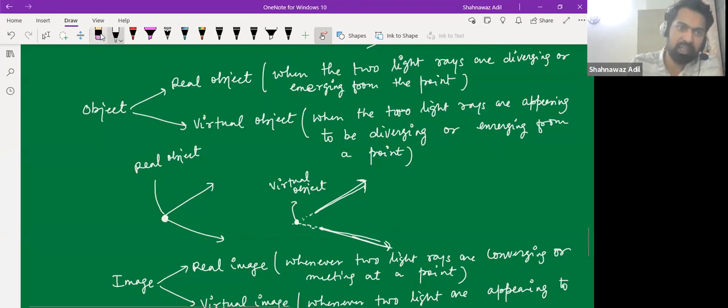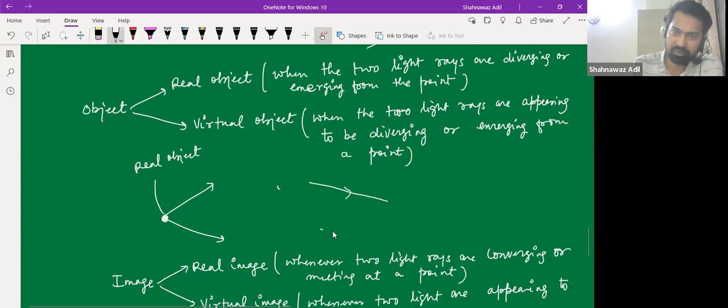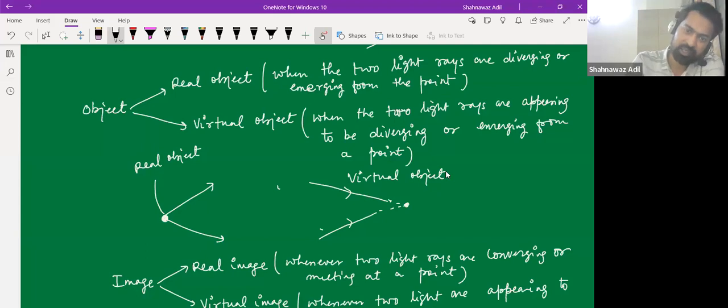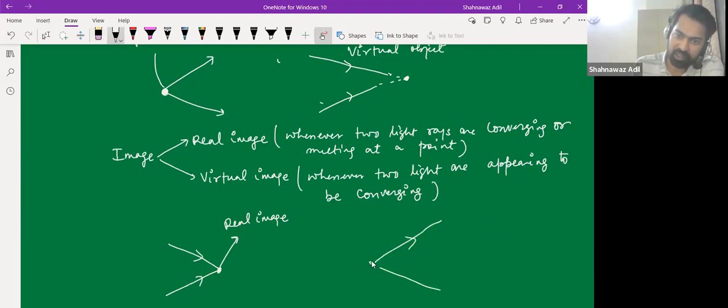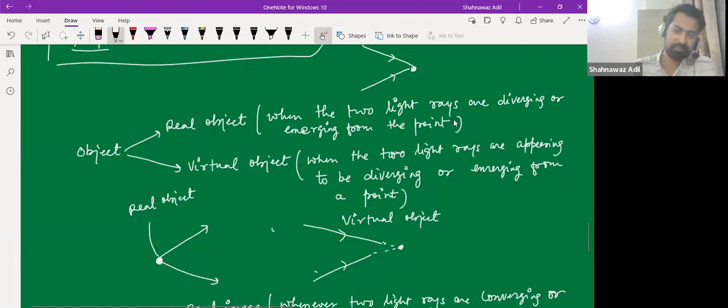There is some correction in here, right? This would be like so. This is the virtual object, right? This is a virtual object, and this would be the image in here. Whenever we are extending, that would be the virtual one, right? So these are meeting at this point. So this is the virtual one, right? Yes, please correct that.